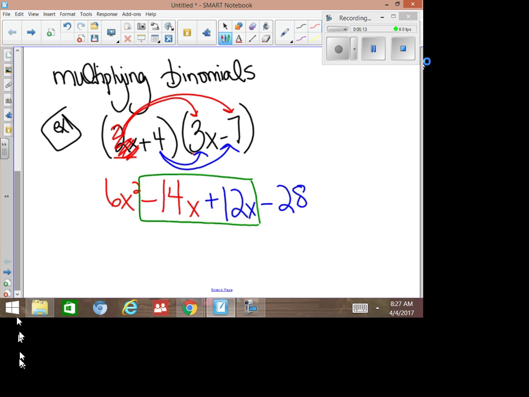So now, when I put them together, negative 14 plus 12, what's that? Negative two. Right. So 6x squared minus 2x minus 28. Can I put any more of these together? No. So you're done.